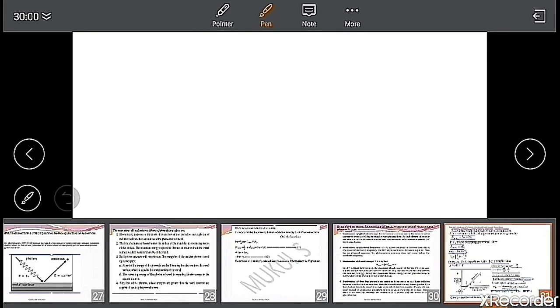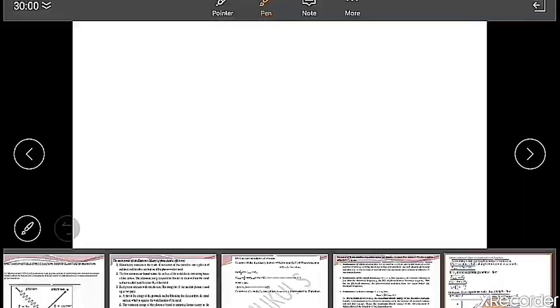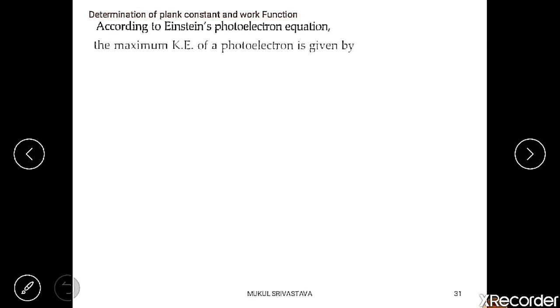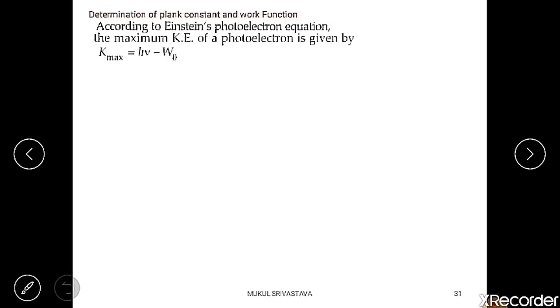Now we use this Einstein photoelectric equation in determination of this Planck constant and work function. For that we are going to use this Einstein photoelectric equation here, that is K max equals h nu minus W naught. W naught again equals h nu naught. Now if V naught is the stopping potential, in that case the K maximum equals eV naught.